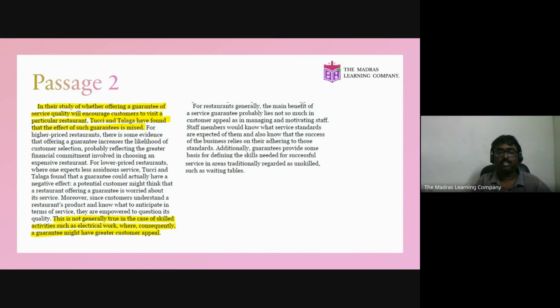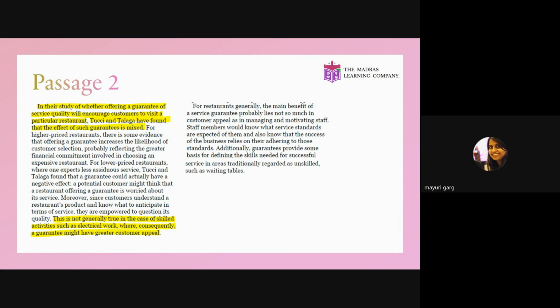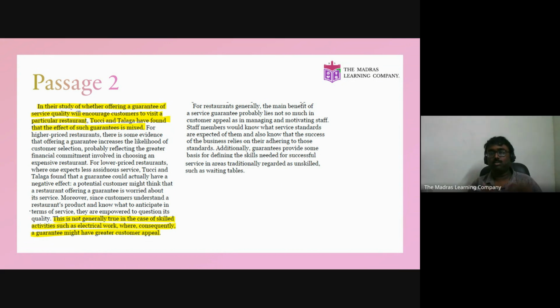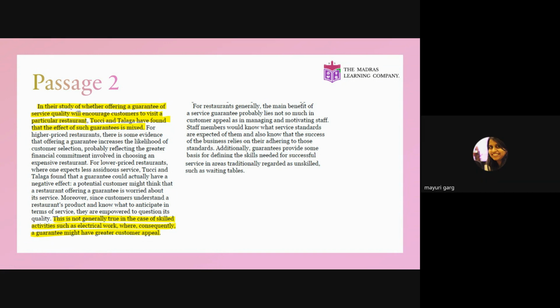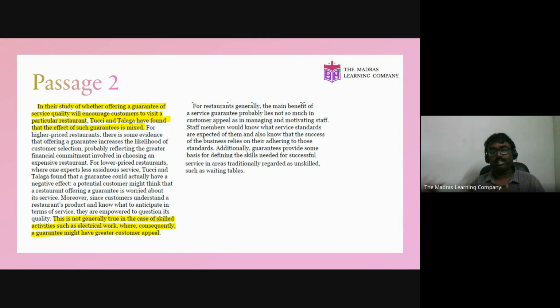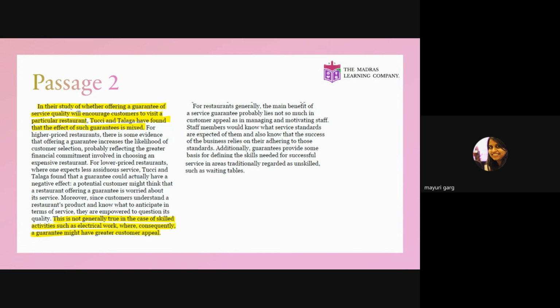Now tell me, what does the sentence say? So they're saying earlier they were saying the service quality is a very mixed guarantee if the customers will come, but unlike any other service, when you need a skilled labor or skilled activity to do, the consequent guarantee is what matters. Correct. So now you know where the guarantee works and where it does not. It works in skilled activities. It doesn't work in restaurant kind of service quality.